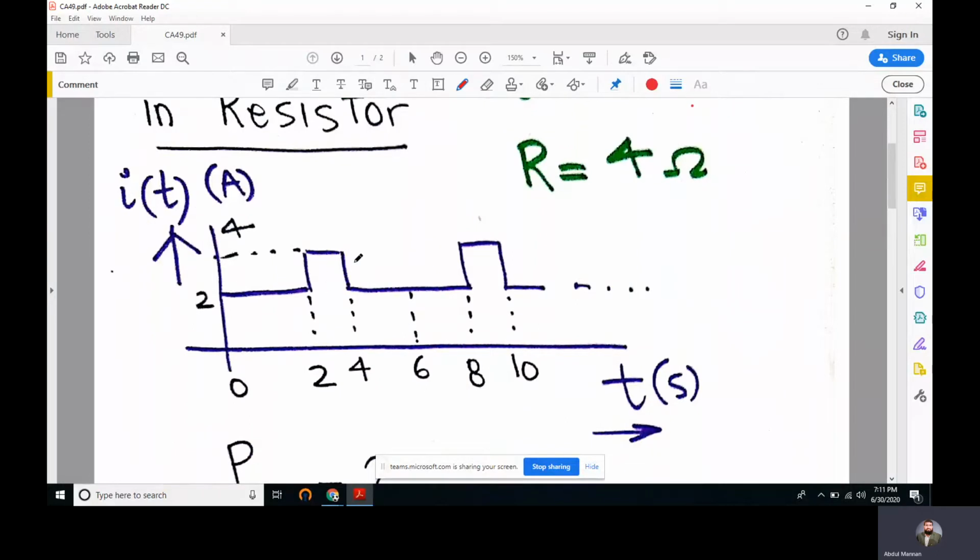It's an AC current alternating its magnitude, and we see that from 0 to 2 it is 2 amperes, and then from 2 to 4 it's 4, and then 4 to 6 it's 2, and then it starts repeating itself. So here this whole span is the time period of this wave.